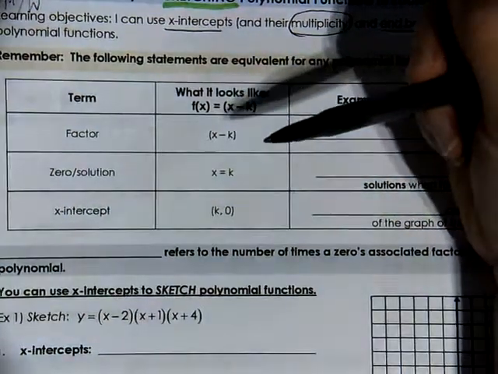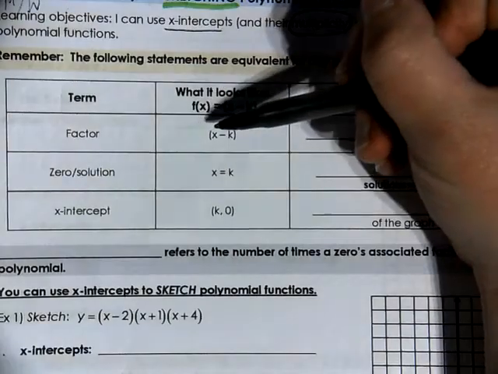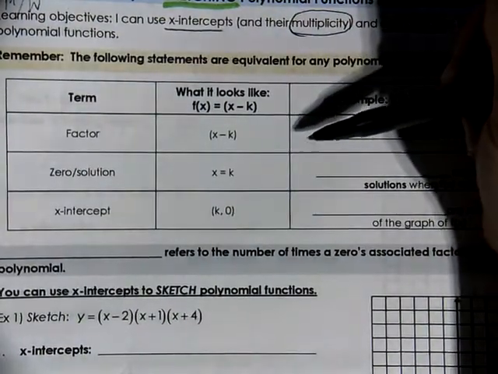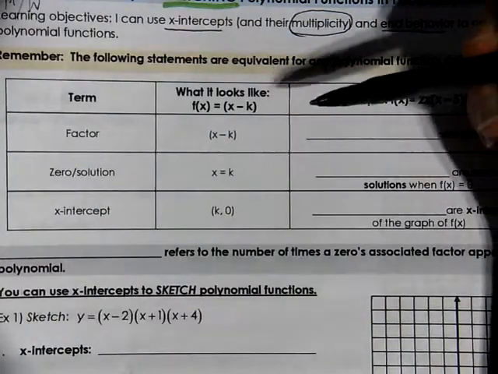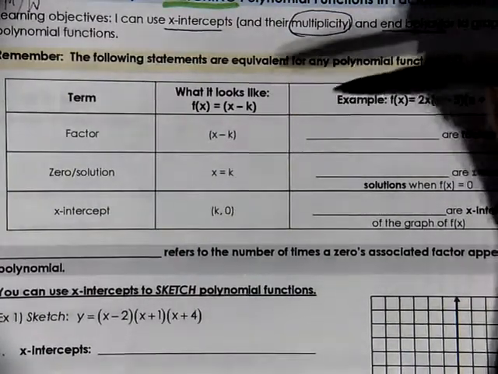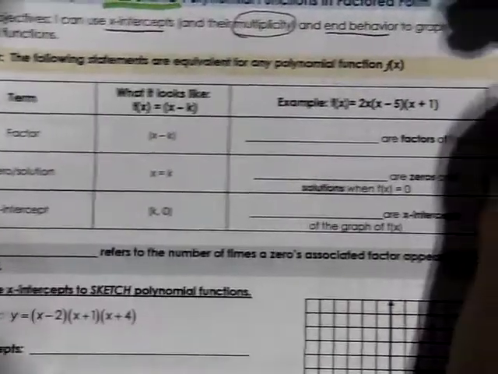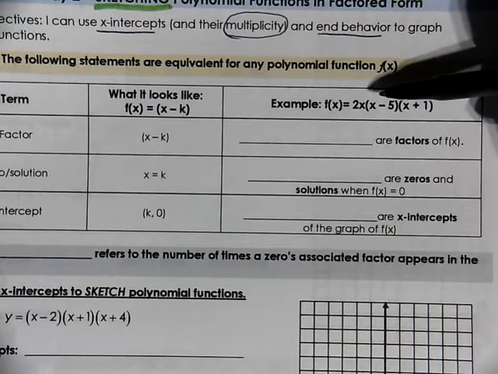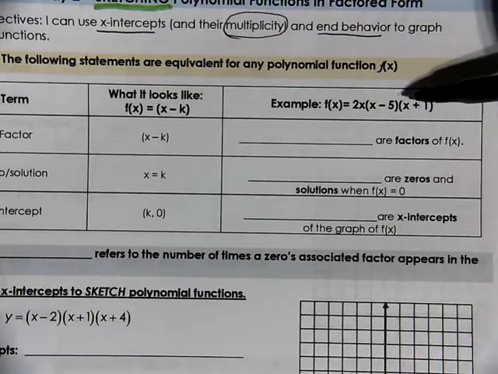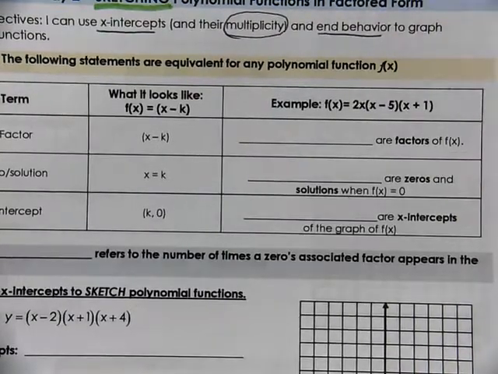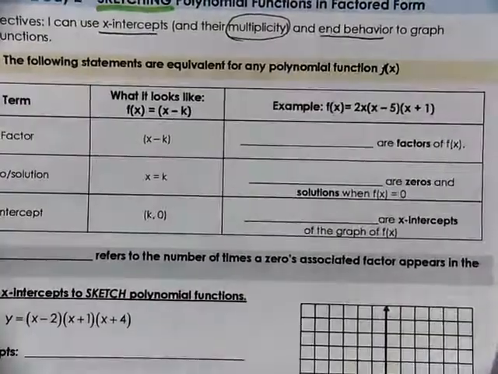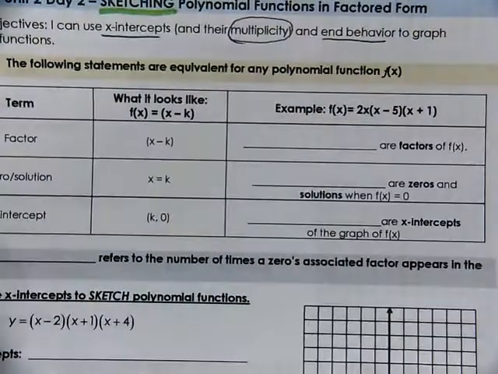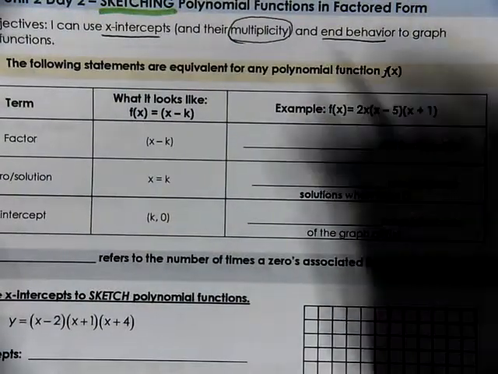So like whenever we've factored polynomials before, we have always factored using parentheses. So like an x minus 5 and an x plus 2, both of those are considered factors because they are inside of parentheses. So for example, we have f of x is equal to 2x times x minus 5 times x plus 1. The factors of f of x are any piece that contains a variable. So it's all of the pieces that are being multiplied together.